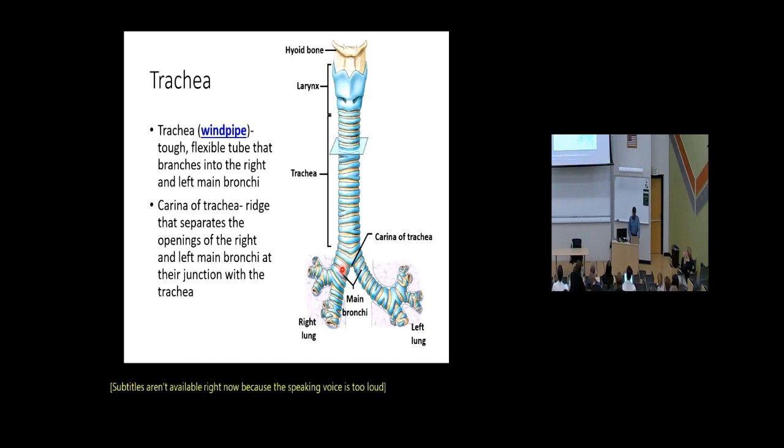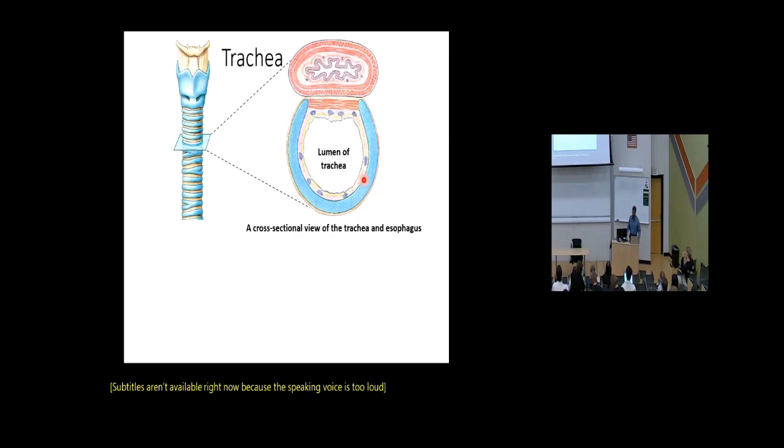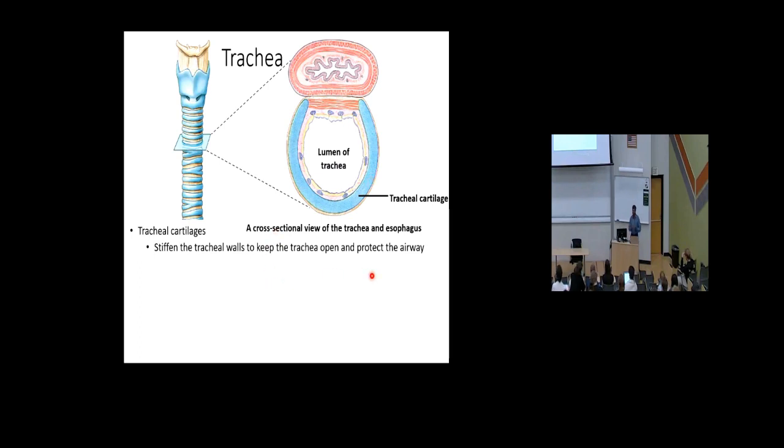Now another thing to note here is that there are a lot of these tracheal cartilages throughout. So you have around 20 C-shaped rings, right? And this C shape is evident when you look at a cross section. This cartilage is also hyaline cartilage, and it has a protective function, and it's going to keep the airway open, right?